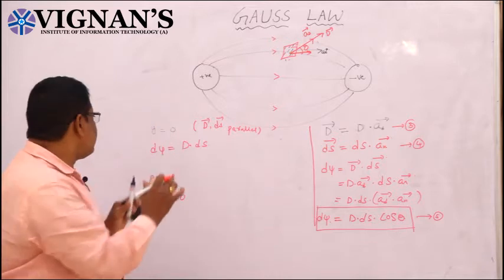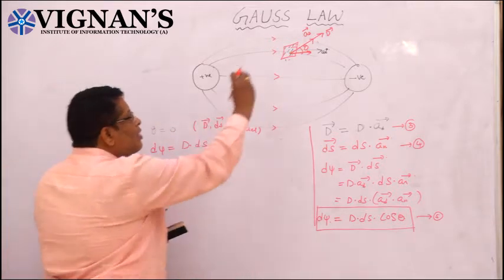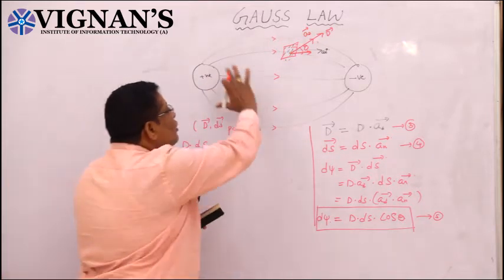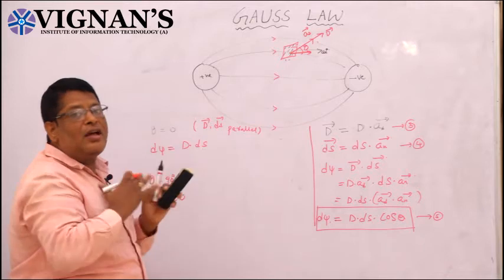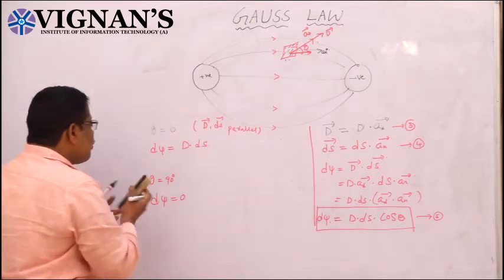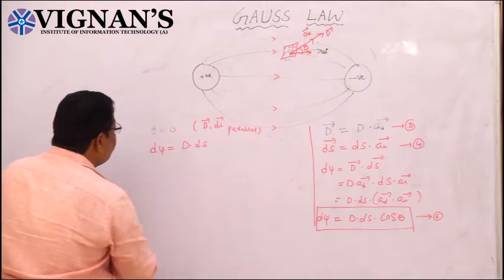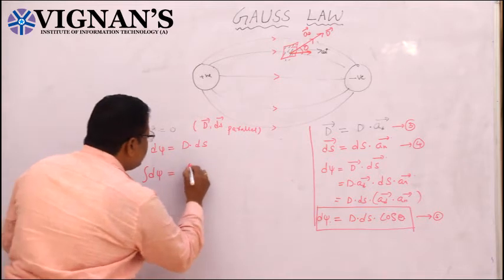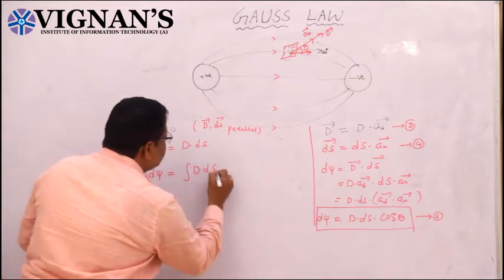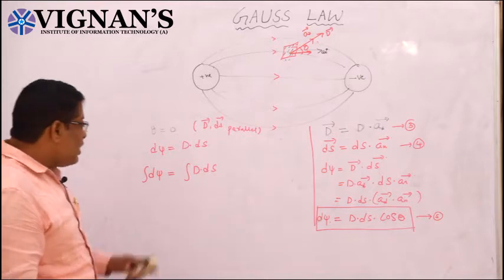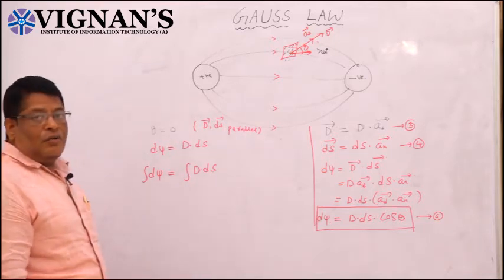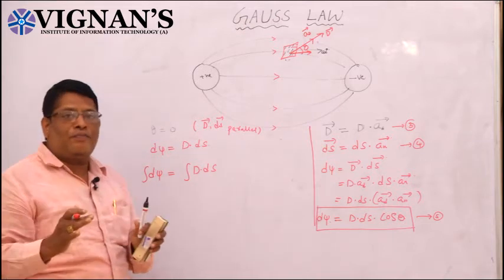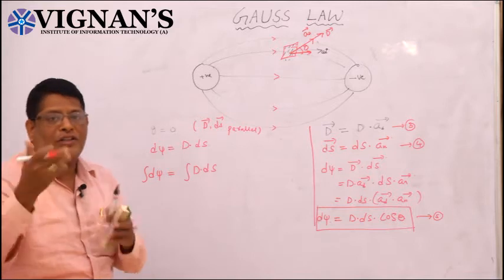Now we want to find out the total flux. This is the differential flux, nothing but for a small area, how much flux is leaving. Suppose if you want to find out the total flux, how much flux is leaving the total surface area, then I have to do the integration for this. ψ equals integral of D dot ds. We have to integrate from a small value to a large value. Mathematically, we should go for the integration only.